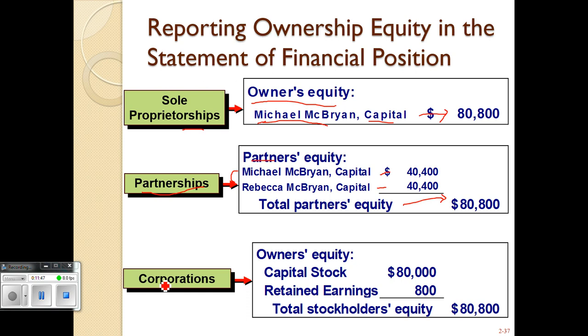And if it's a corporation, its owner's equity section will have a capital stock, and that'll be the initial investment of the owners, and then the retained earnings, which will be the sum of all the prior years' profits and losses. In this case, it's 800, and it's 80,800. Point is, by looking at the owner's equity section of a balance sheet, you can tell exactly what type of company it is, how it is set up.